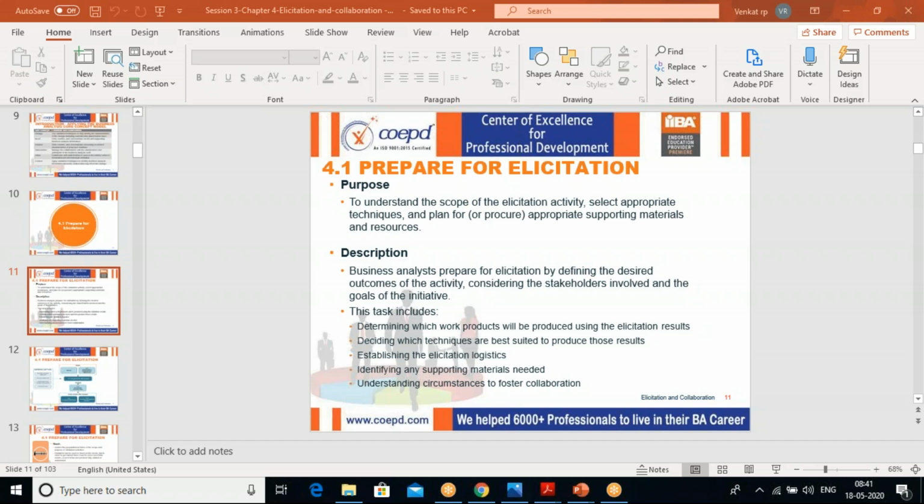Please understand from that perspective that as a business analyst, before we actually do any elicitation, we have to prepare for the elicitation. Preparing means we have to identify what supporting materials we need for what we have to present, what resources are required and who is involved, and what techniques we can apply here. That is the purpose; we first have to understand these areas.